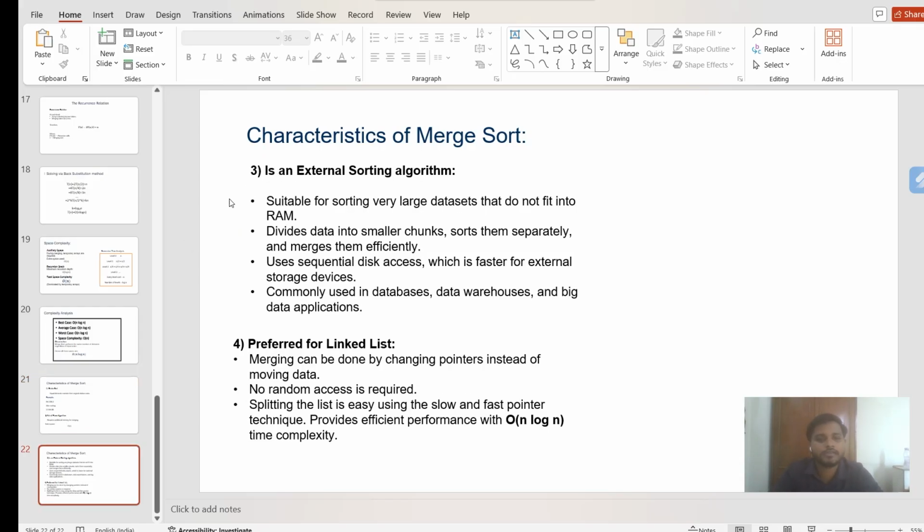The third one is that merge sort is used as an external sorting algorithm. Merge sort is suitable for sorting large data sets that do not fit into the RAM. It divides the data into smaller chunks, sorts them separately, and merges them efficiently. This external sorting is generally used in databases, data warehouses, and big data applications.